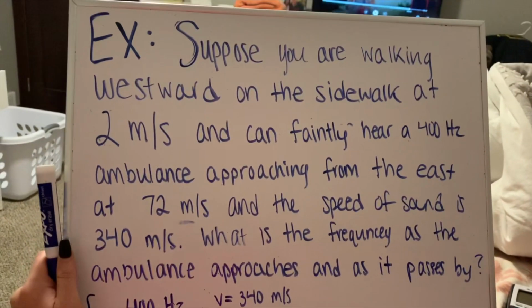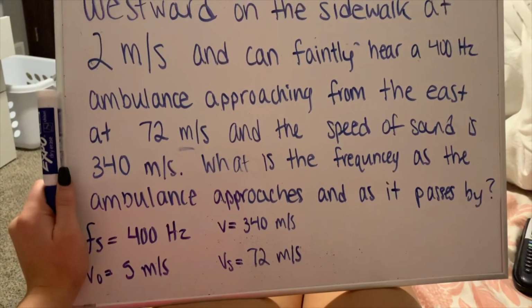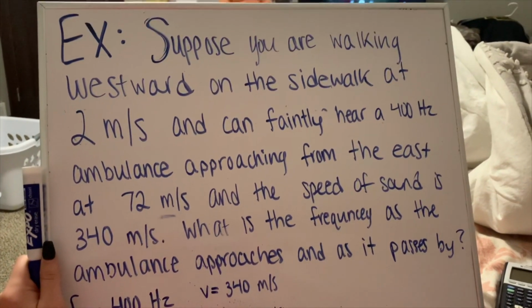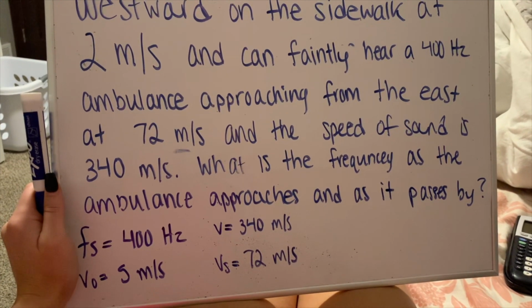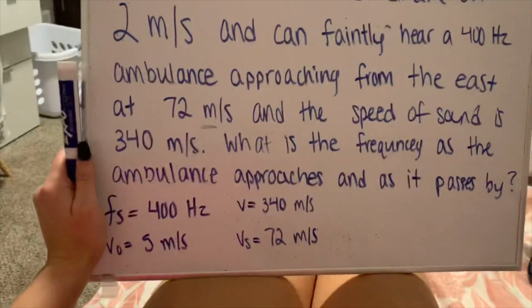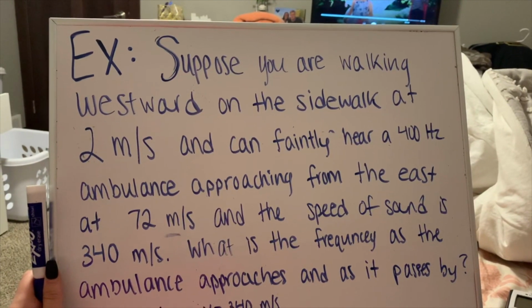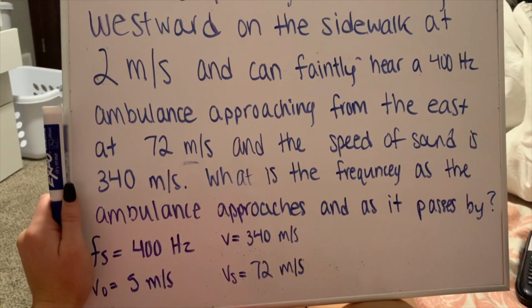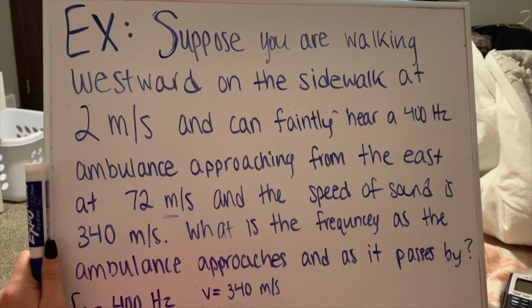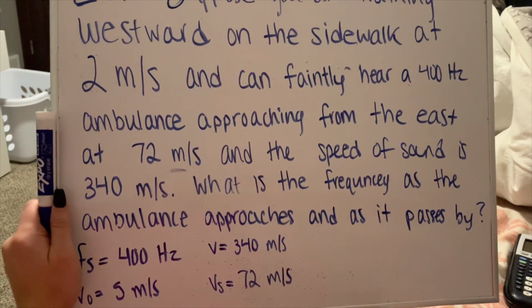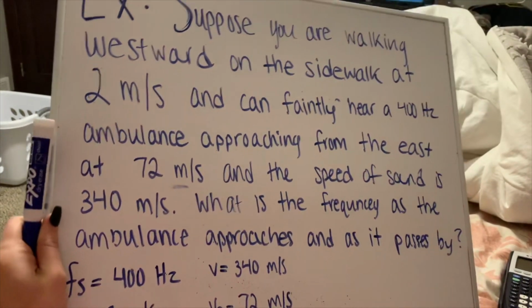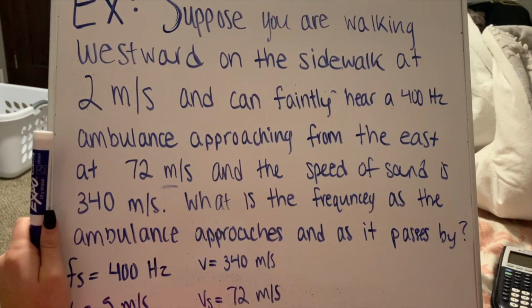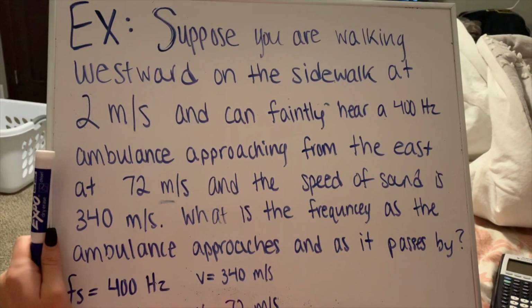First we're going to decide what is what. Fs would be 400 hertz because that's the frequency of the ambulance. Vo, the velocity of the observer, would be 5 meters per second because that is the person walking on the sidewalk. Then V is 340 meters per second, the speed of sound. And the velocity of the source would be 72 meters per second because that's how fast the ambulance is approaching. So next we will decide what equations we should use for this.